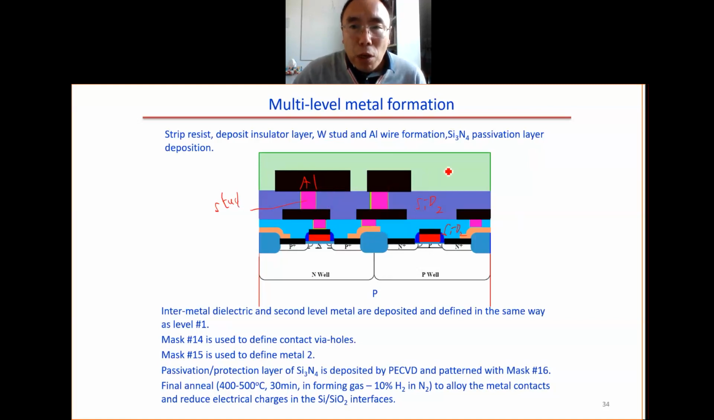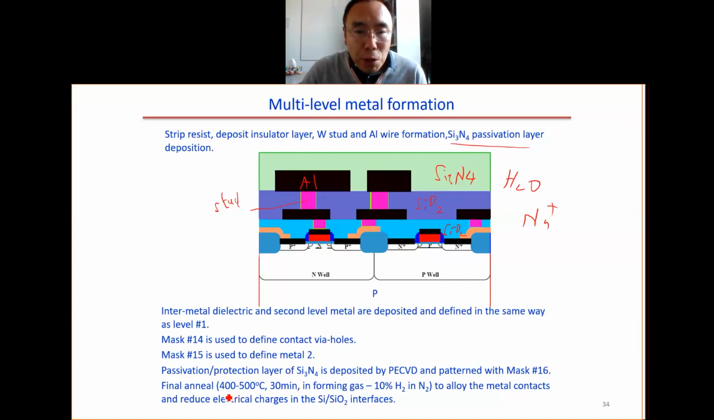Finally, we coat a layer of silicon nitride. This is called a passivation layer. This layer is very dense, so things like water and sodium will not go through this silicon nitride. It is more resistant and denser than silicon oxide. So then this is the final device.